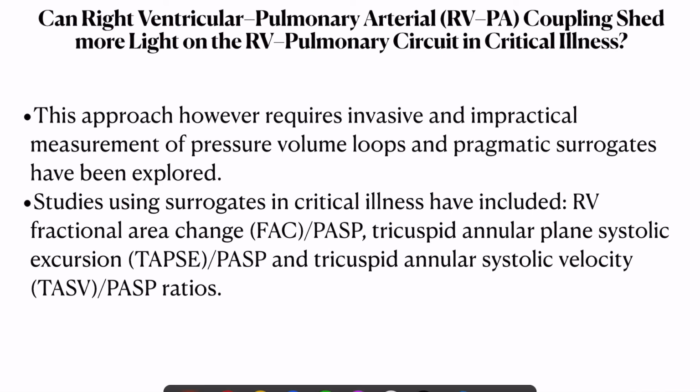These are the echo parameters like the right ventricular fractional area change divided by PASP, the pulmonary artery systolic pressure, tricuspid annular plane systolic excursion, that is TAPSE, divided by PASP, and the tricuspid annular systolic velocity, that is TASV, divided by PASP ratios. These ratios have been used to correlate the right ventricle and pulmonary artery coupling. But these values need evaluation. More studies are required, especially in critically ill patients, before they can be validated and we can change treatment at bedside.